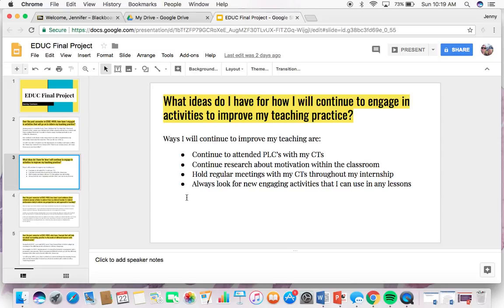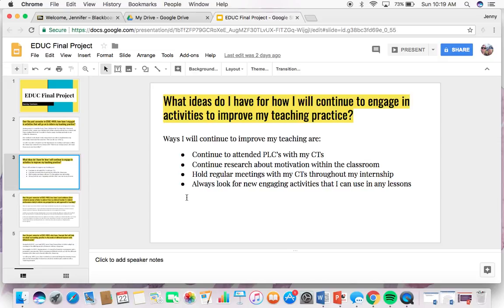Another thing I want to do is continue research about motivation within the classroom. The reason I want to continue my research is that motivation is such a powerful tool that we can use within the classroom, and I truthfully don't know that much about it. I know the idea and what types of motivation there are, but I haven't begun to research different ways to implement it within the classroom.